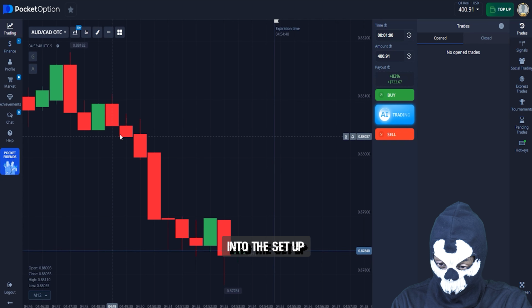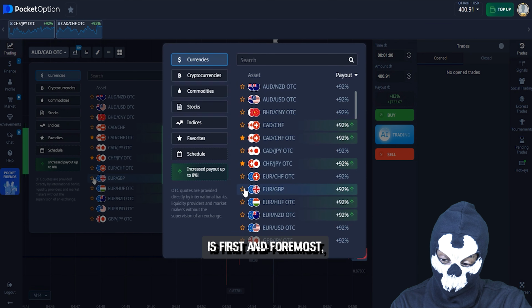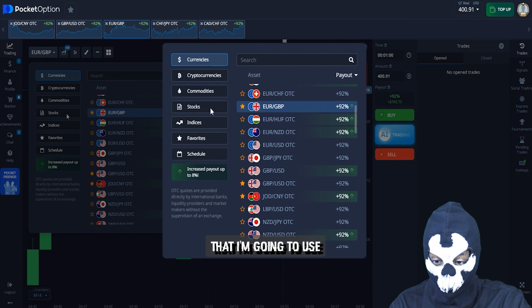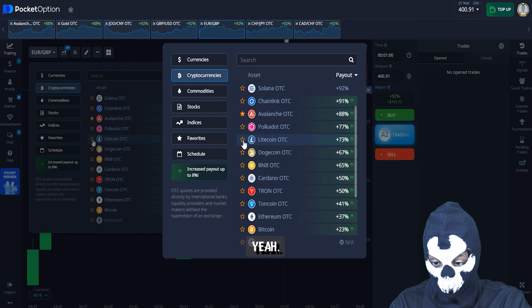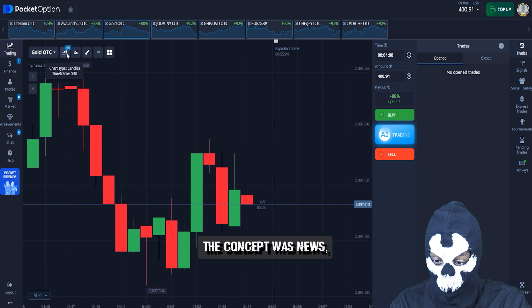Let's head into the setup for the day. As usual, we're going to choose the currency pairs first and foremost. These are the currency pairs that I'm going to use. I'm going to choose a few commodities like gold OTC. So these are the ones we're going to use today. These are the currency pairs we use.